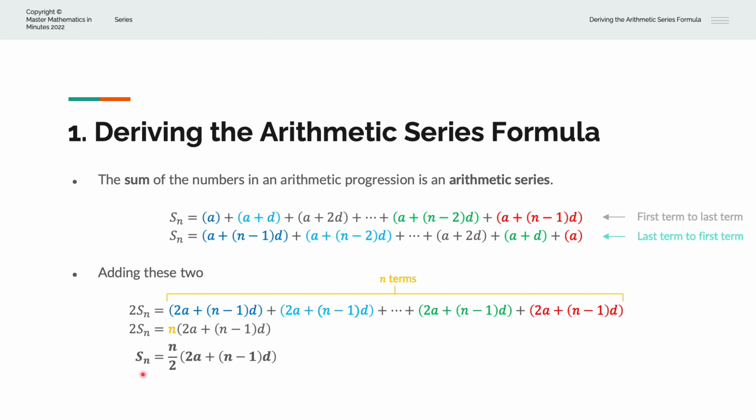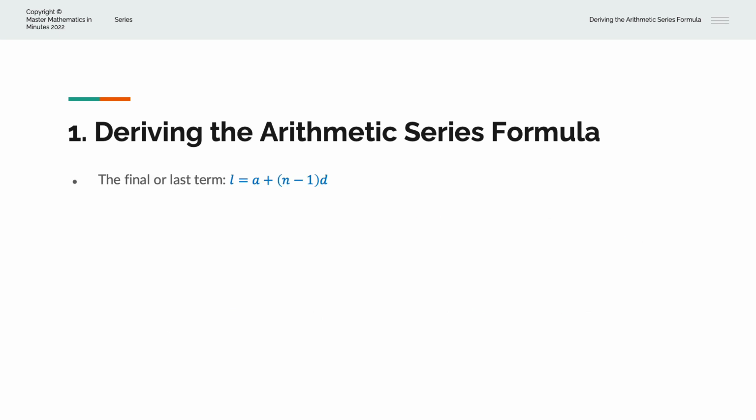We can rewrite this formula in a slightly different form. Notice that the last term is a plus (n minus 1) into d, and we'll call that L, which stands for the last term. The intention is to bring this last term into this formula, which we will derive in the next slide. We saw earlier that L, the last term, is equal to a plus (n minus 1)d. So we can substitute this into the formula that we've just derived for Sn.